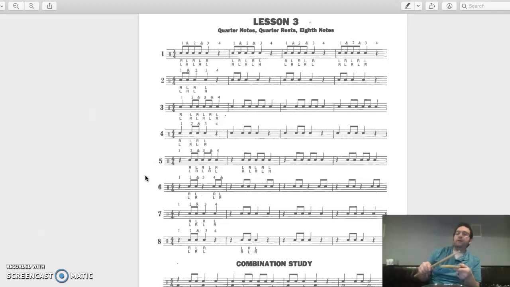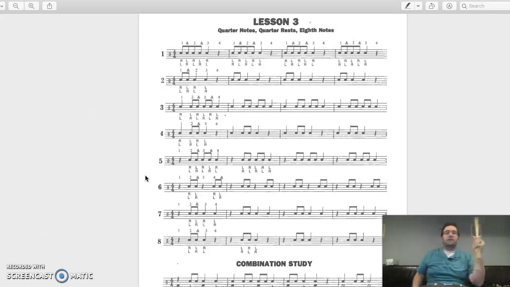1, and 2, and clicking and counting, and 1, and 2, and 3, and 4, and 1, and 2, and 3, and 4, and that's our pattern, right? So we're clicking on 2 and 4 and, or playing rather on 2 and 4 and. Let's try it with the metronome. 1, and 2, and here we go, and 1, and 2, and 3, and 4, and 1, and 3, and there we go.